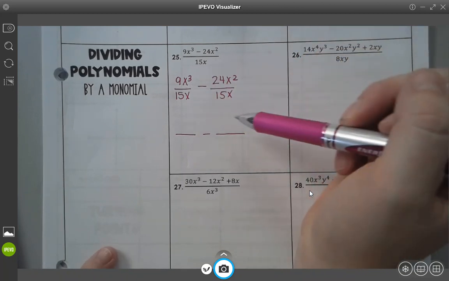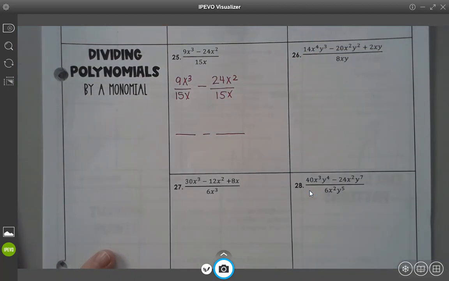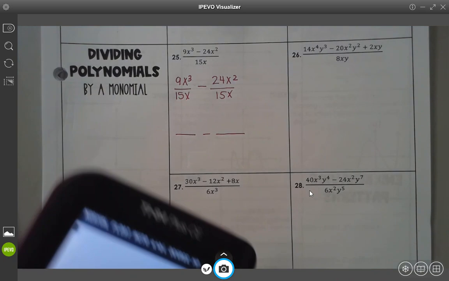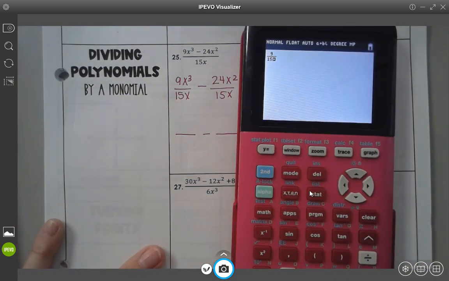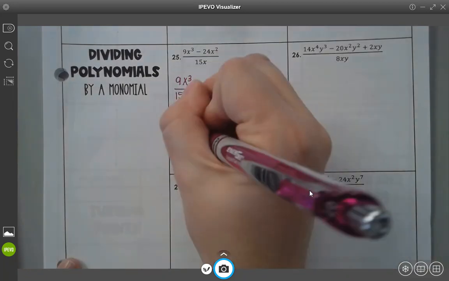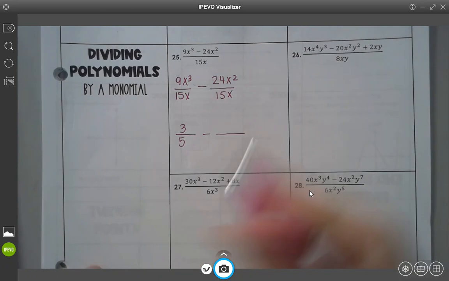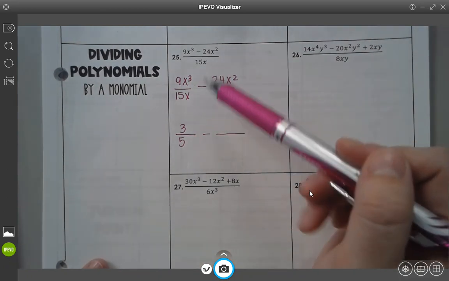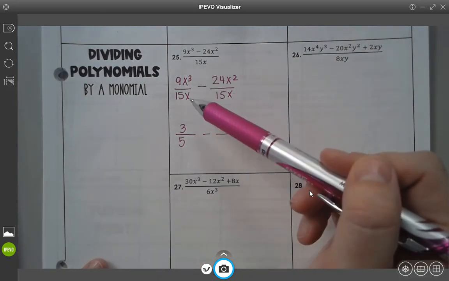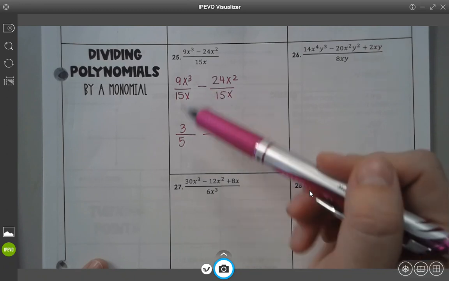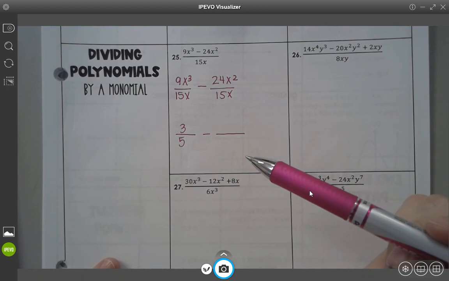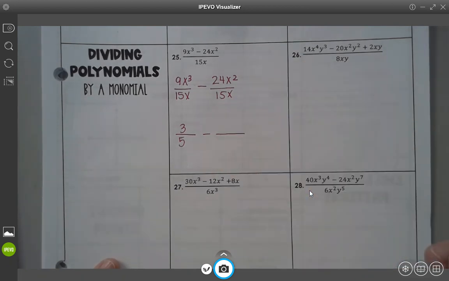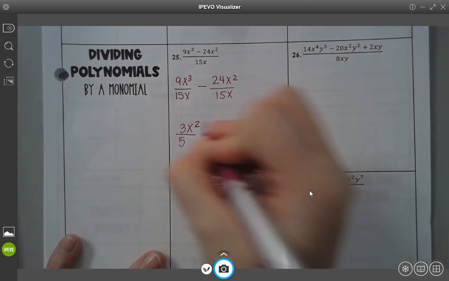So 9 over 15, what does that simplify to? You can go into your calculator and type in the fraction 9 over 15. It is 3/5. And then we look at the variables. I have 3 x's in the top and 1 in the bottom. So when I cancel out, where are there leftover x's? How many are left over? 2. So I have x squared left in the top.